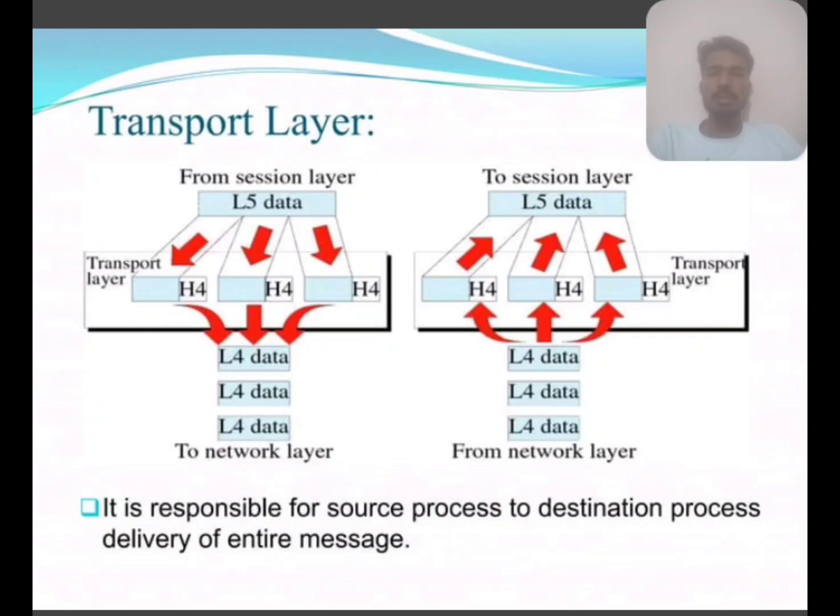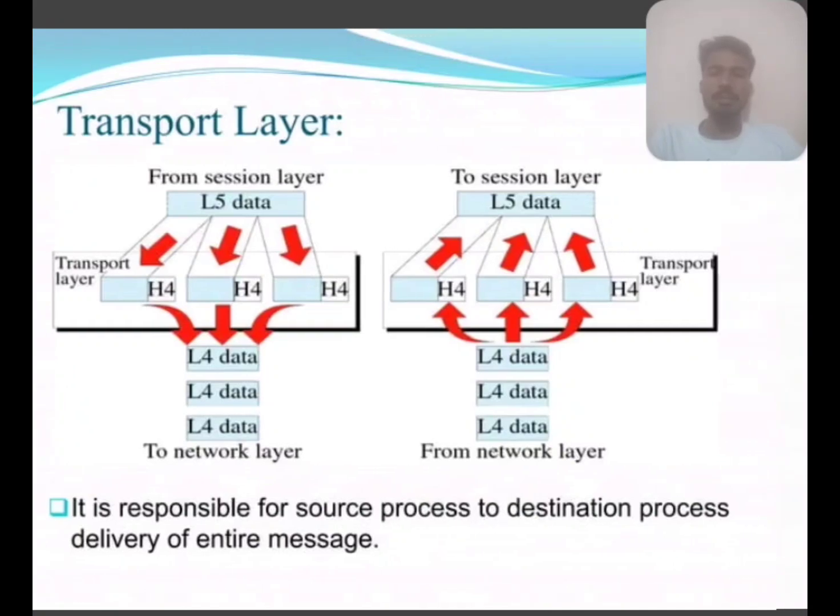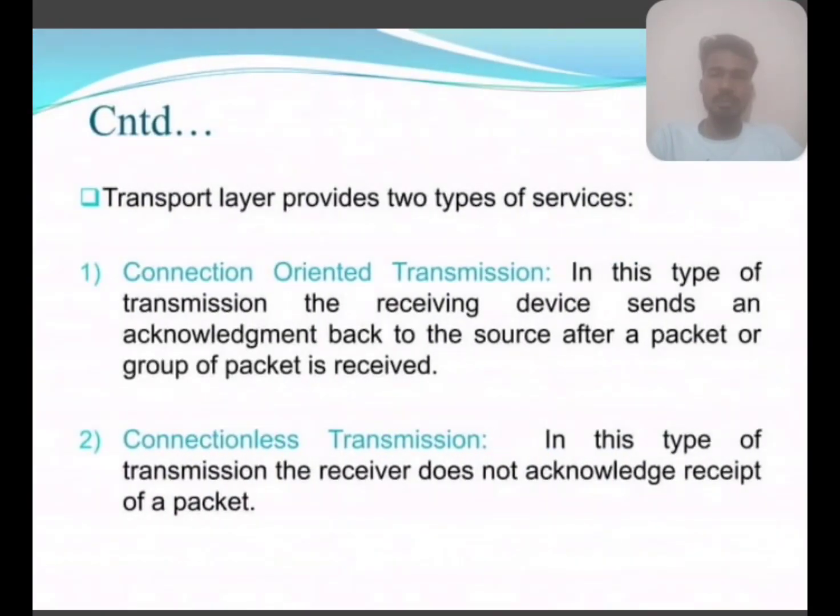The next one is the transport layer. It is responsible for source process to destination process delivery of the entire message. The transport layer provides two types of services: connection oriented transmission. In this type of transmission, the receiving device sends an acknowledgement back to the source after a packet or group of packets is received. Connectionless transmission. In this type of transmission, the receiver does not acknowledge receipt of the packet.